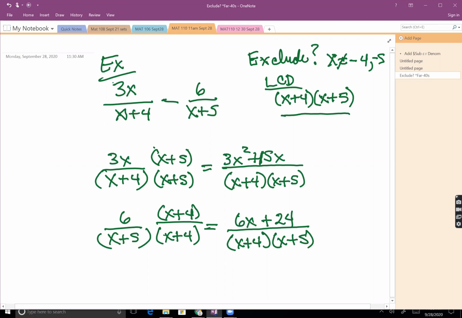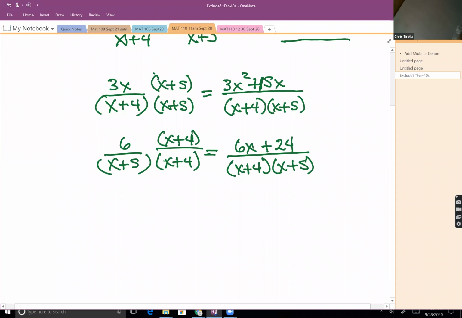Now, we've got the common denominator. It's a subtraction problem. We've got that common denominator. I'm going to keep it.